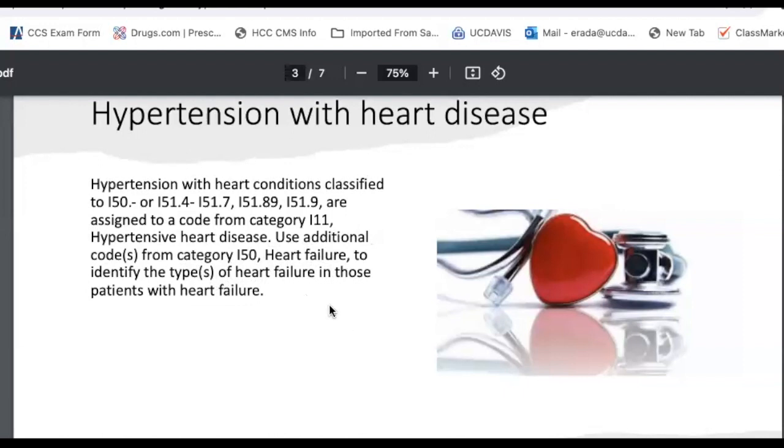So let's unpack this. Let's put that in a simple application guide. All right, so the guidelines are saying that you saw in the patient's chart that the patient is hypertensive, right? And also in other parts of the chart, you saw that the patient has a heart disease that starts with those codes: I51.4, I51.7, I51.89, I51.9. Make sure that you are assigning an I11 category code instead of I10.